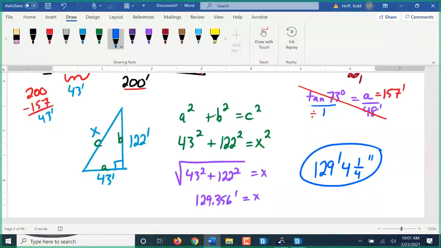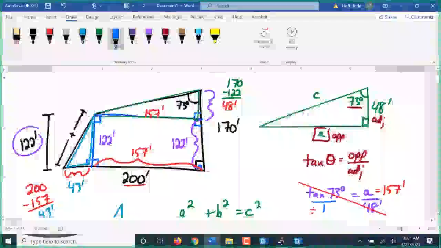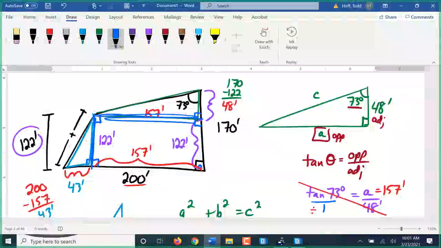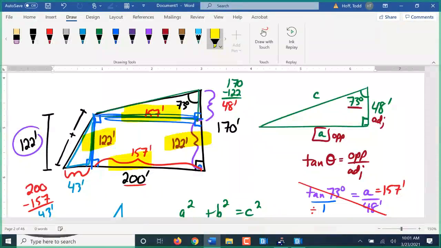So there's a case of just drawing in auxiliary lines. These lines weren't here. We had to put them in to create right triangles and to create rectangles. The rectangles, like we said, help us create right angles, but it also allows us to transfer dimensions. This 122 feet transferred over to here to allow us to subtract. Once we found this 157, it transferred down to here, again, to allow us to subtract dimensions.